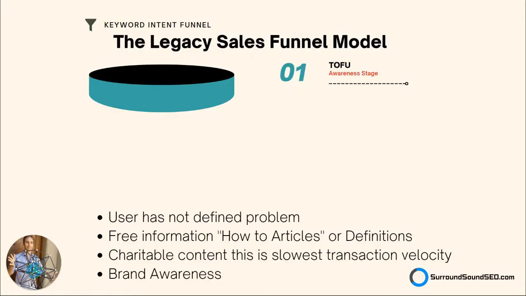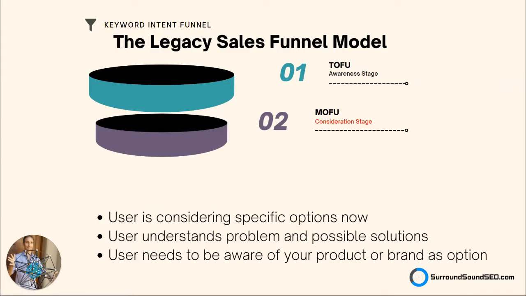Before we get into all that first, though, it's a good idea to talk about the legacy sales funnel model. Top of funnel was awareness stage. Remember this model? The user has not really defined the problem. There's a lot of free information, a lot of how-to type keywords and sentences typed into the search engine, or even definitions. Charitable content, because this is the slowest type of transaction velocity, because the user has not really determined what their problem is fully or how to solve it. They don't know all of their choices and they're not in the comparison stage yet. But it does develop brand awareness if you can provide free information, useful information, or tips.